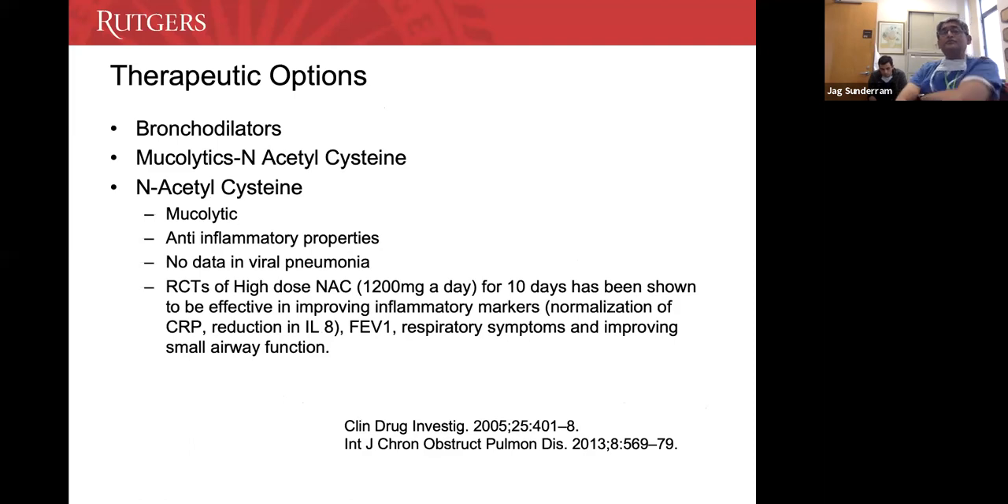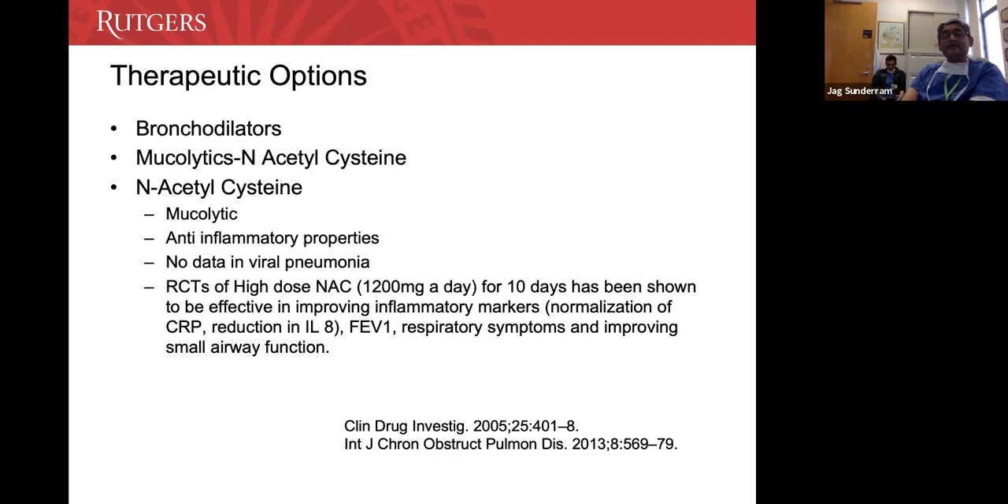Now, how could you treat that? Well, that's where we believe potentially bronchodilators may help, mucolytics like N-acetylcysteine. Granted, there is really no data on N-acetylcysteine in viral pneumonias, and therefore there has been a questioning of whether we should even use it. It does act as a mucolytic, but it also has anti-inflammatory properties.